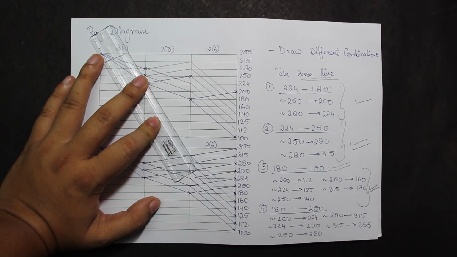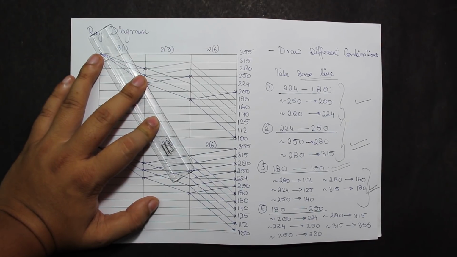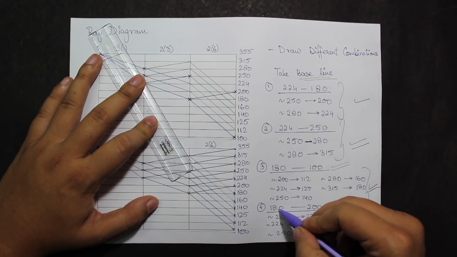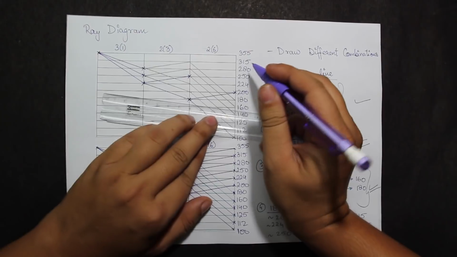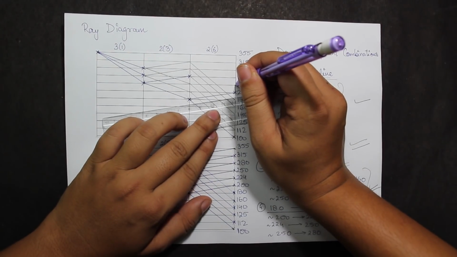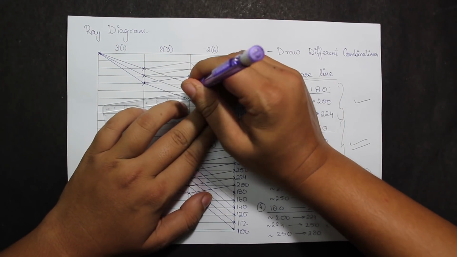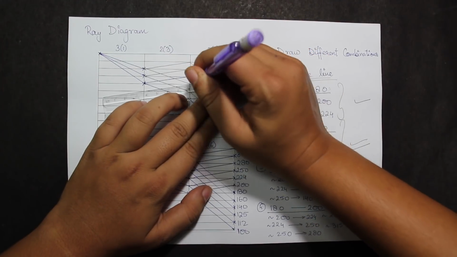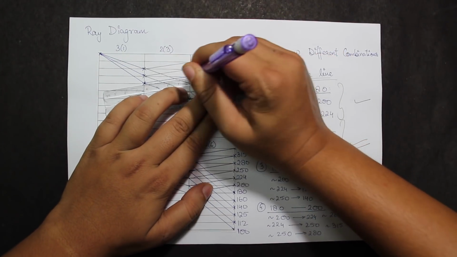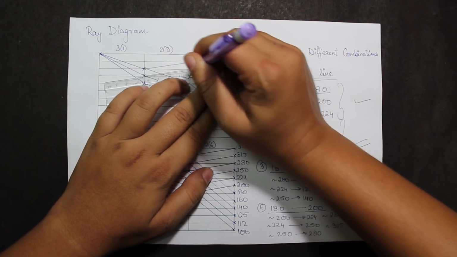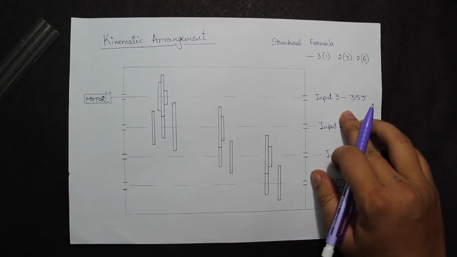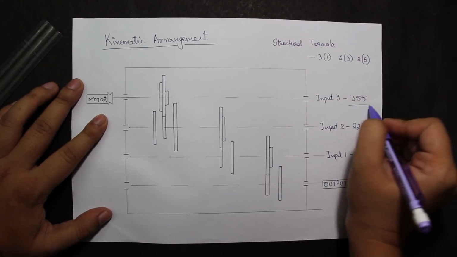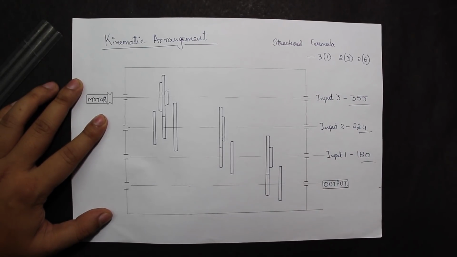Next, I'll take the baseline or the reference line from 180 to 200, and similarly I'll repeat the same procedure to join all the speeds present. Finally, my diagram would look something like this. The kinematic arrangement for this will involve one more baseline in comparison to the other formulas or the other kinematic arrangements we have seen.